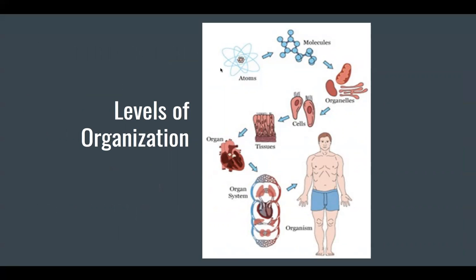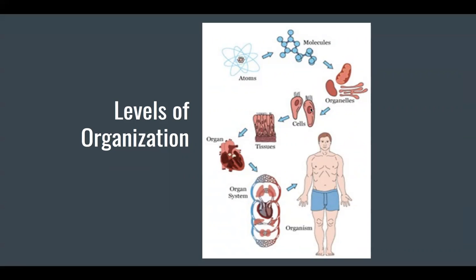Atoms can combine to make molecules. Molecules can combine to make organelles. Organelles can combine to make cells. And here, this is where life begins. These are not alive. These can be defined as living. Cells combine to make tissues.